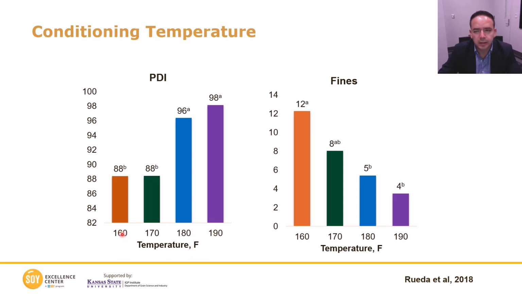This is basically 71, 77, 83, and 88 Celsius degrees. And then you can see that as the conditioning temperature increases, there is an improvement in pellet durability index. Also, you can see that as conditioning temperature increases, there is a decrease in the percentage of fines.